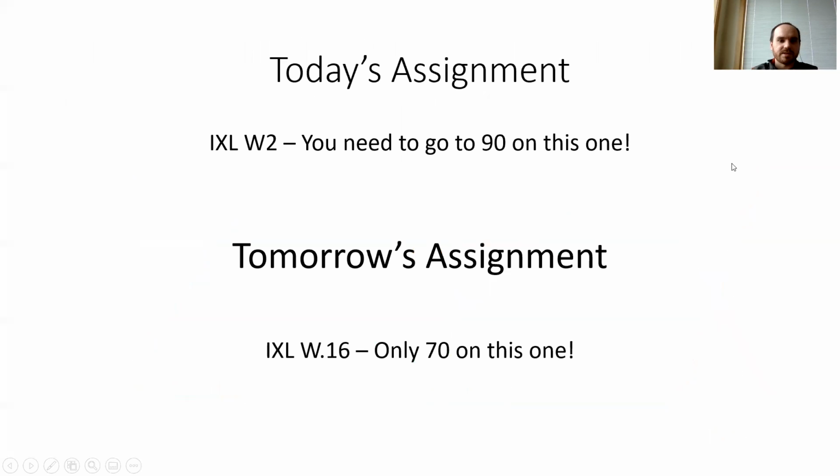Okay, let's see. Last thing I believe is just your assignment. So today's assignment is IXL W2. Now, you'll notice that this says you need to go to 90 on this one. The reason for that is A, it's fairly short. But B, it gives you different problems starting at 70 that are, I believe, when it starts making you use the protractor. It could be before that. I'm not sure. But the point is, this one, you need to go all the way to 90.